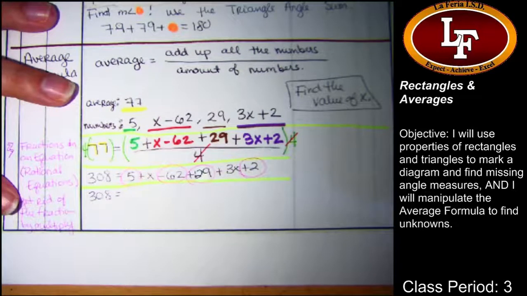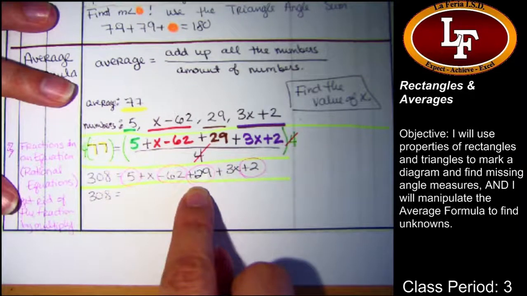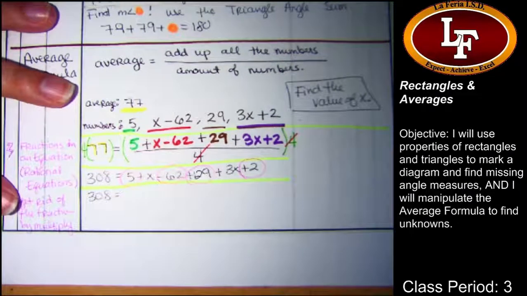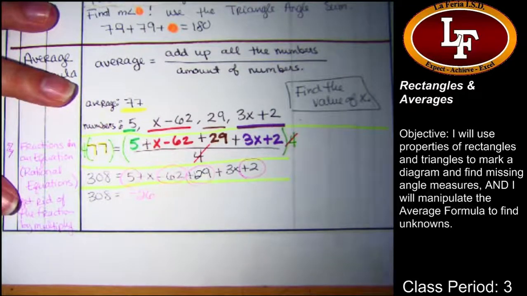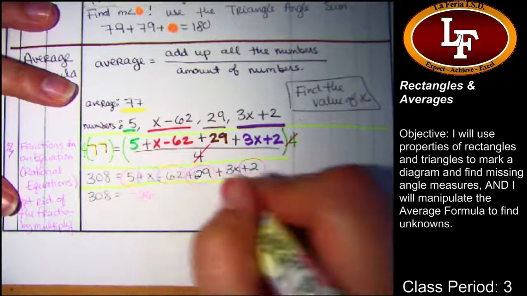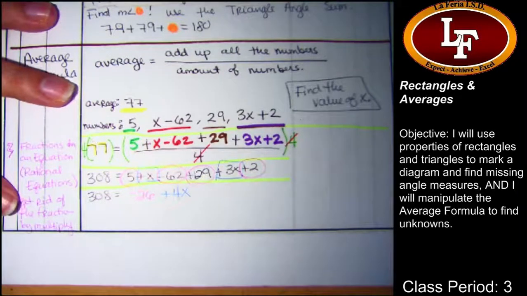5 minus 62 plus 29 plus 2. So all the circled things. 5 minus 62 plus 29 plus 2. It's going to be negative. 6 minus 62, negative 26. All right. And then 4x. I put 4x minus negative. That's fine. Either way works. It's the same thing.